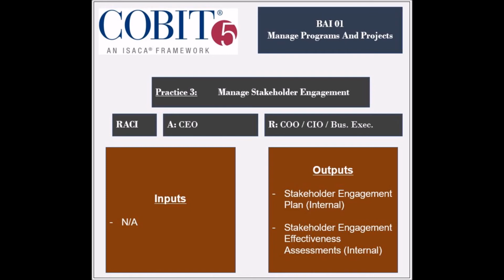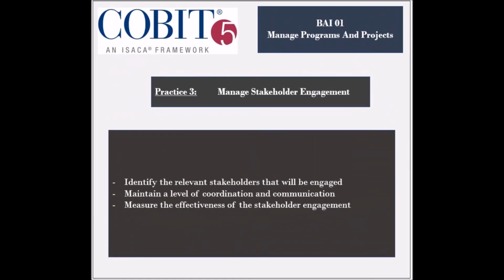The practice receives no inputs from internal or external sources, but generates two outputs, which are the Stakeholder Engagement Plan and the Stakeholder Engagement Effectiveness Assessments, both to be used internally. The activities involved in this practice include identifying the internal and external stakeholders and engaging them. An appropriate level of communication and coordination should be maintained, and the effectiveness of the stakeholder engagement should be measured and assessed.